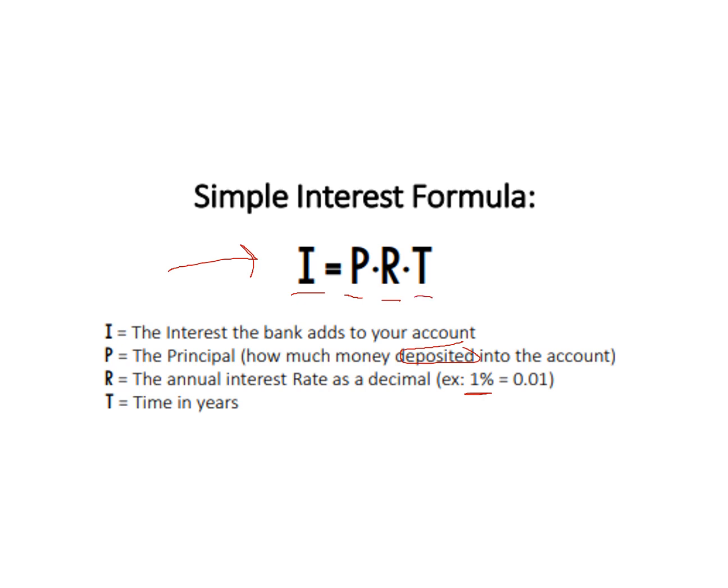I think that's all written in your packet, and you're going to need all that information. It's just really easy to figure out how much interest you make by multiplying the principal times your interest rate times the amount of years. That will give you your interest for that amount of money.